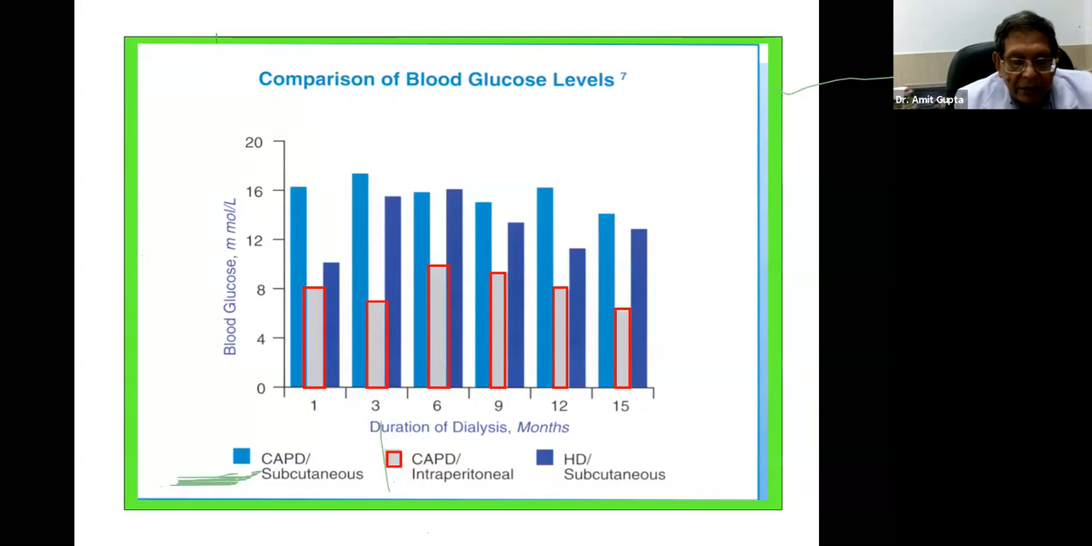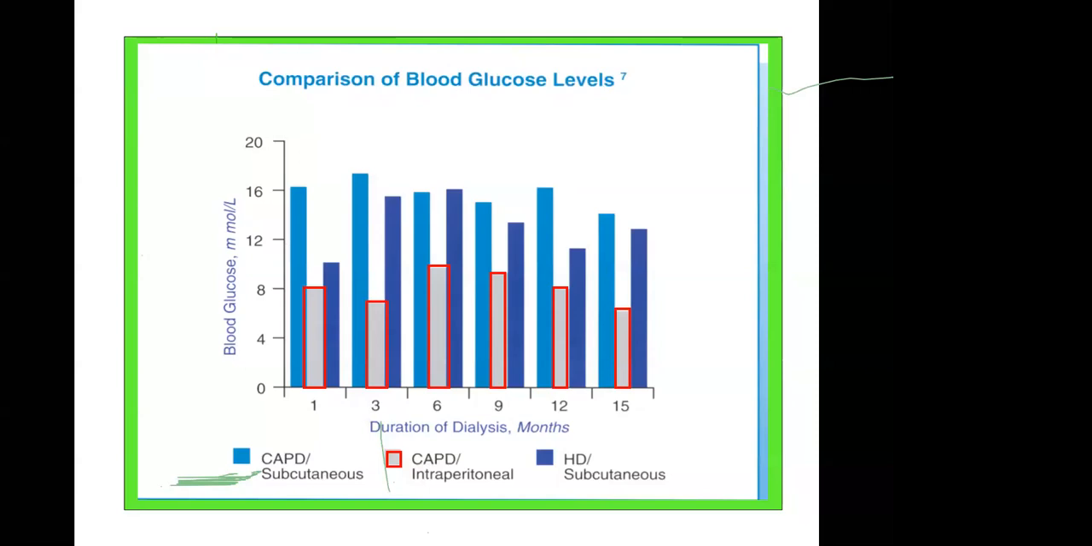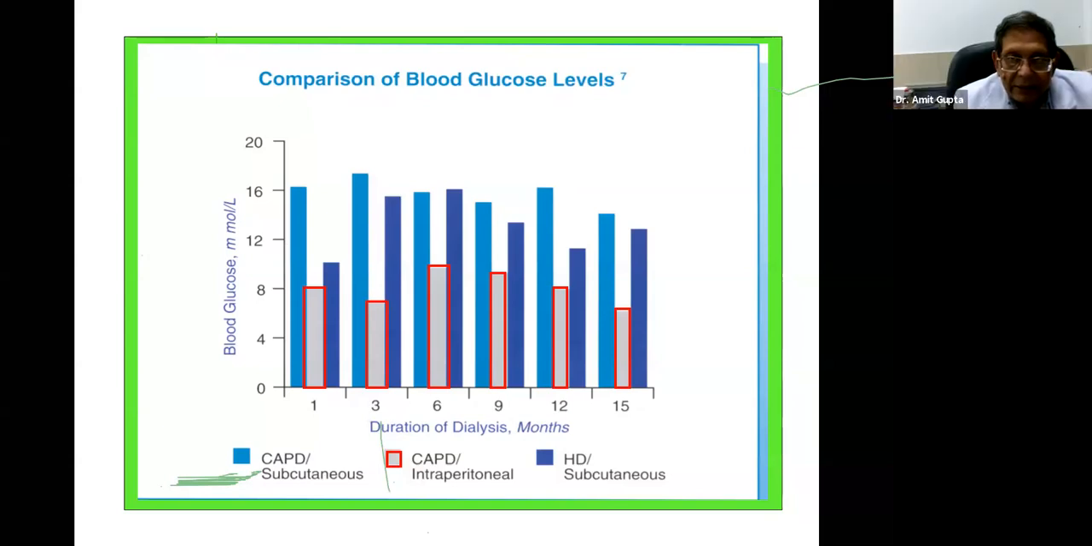Now, this intraperitoneal insulin is absorbed through the peritoneal membrane. It enters into the liver, into the hepatic circulation, and therefore the control is much better as compared to sub-Q insulin. But any side effects, any problems if you administer intraperitoneal insulin?